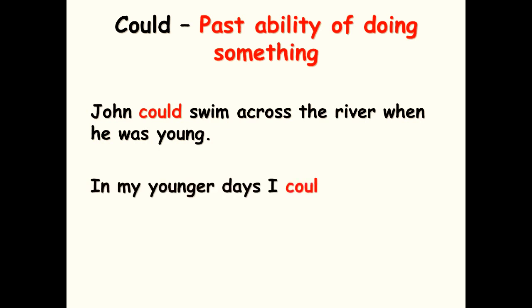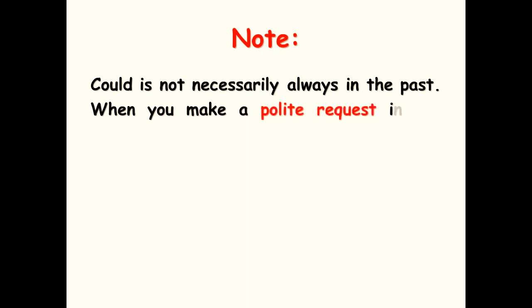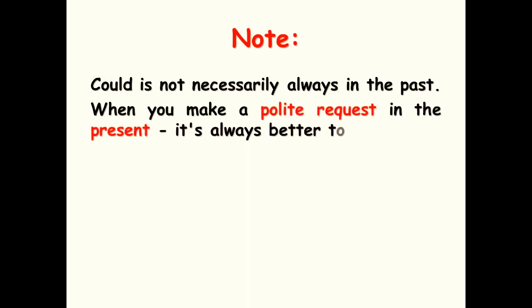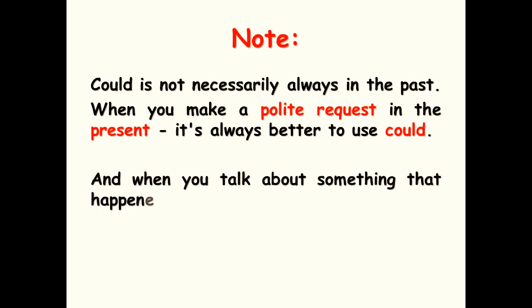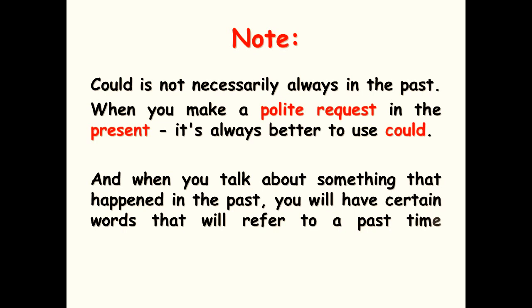Next example: in my younger days, I could dance for longer hours. That means I can no longer do it. The verb that follows could is always present, but in my younger days is an indication of a past ability. Note: could is not necessarily always in the past. When you make a polite request in the present, it's always better to use could. And when you talk about something that happened in the past, you will have certain words that refer to a past time period.